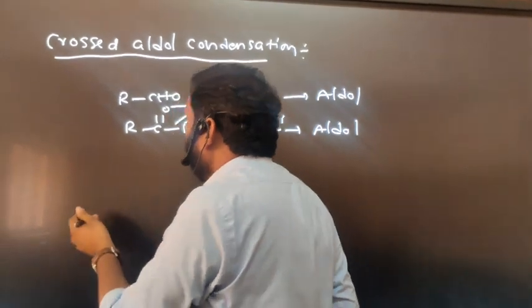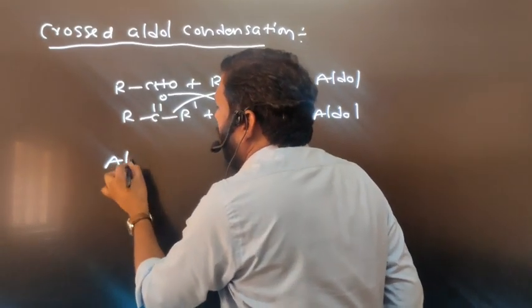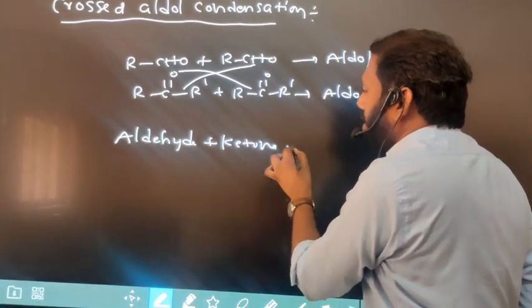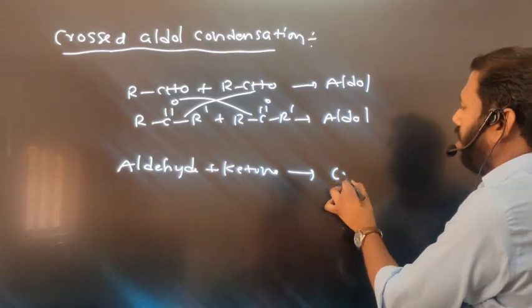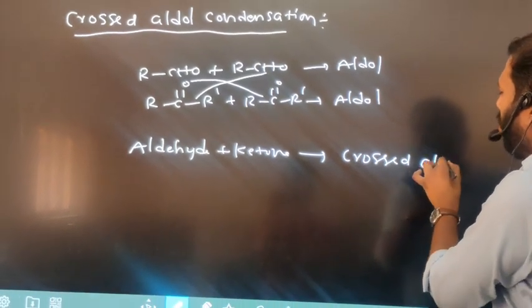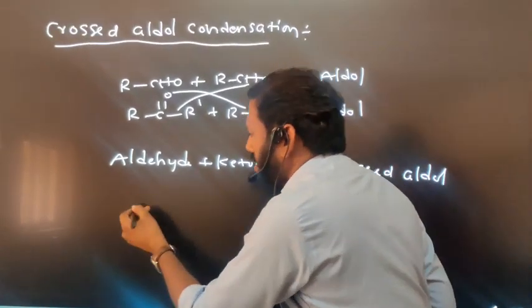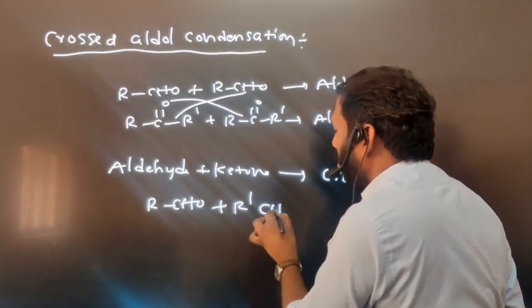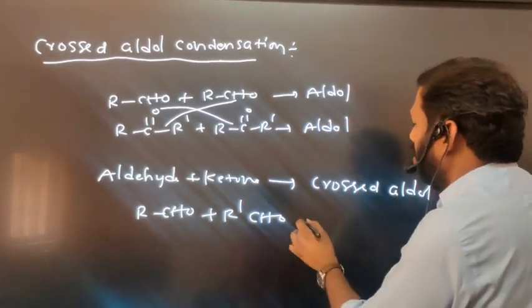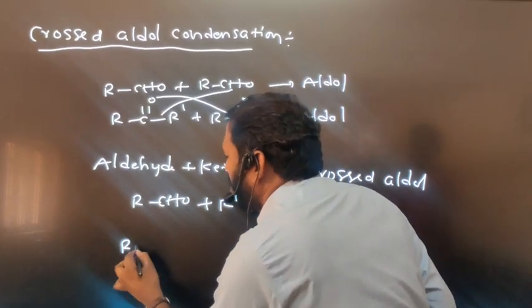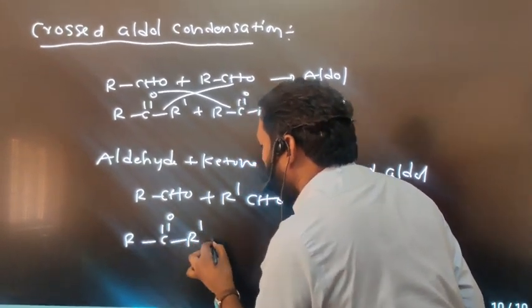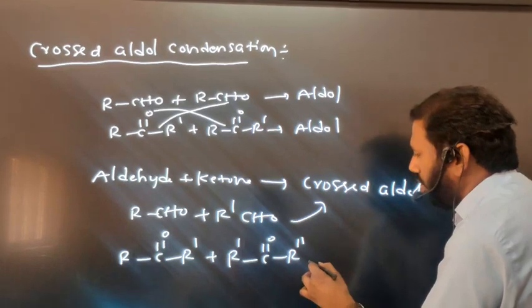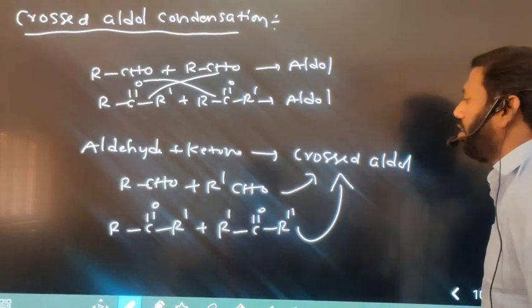Crossed aldol condensation means an aldehyde and a ketone can undergo condensation, and we get the crossed aldol condensation product. Also, two different aldehydes, this is also crossed aldol condensation. If you take different ketones, this is also crossed aldol condensation.